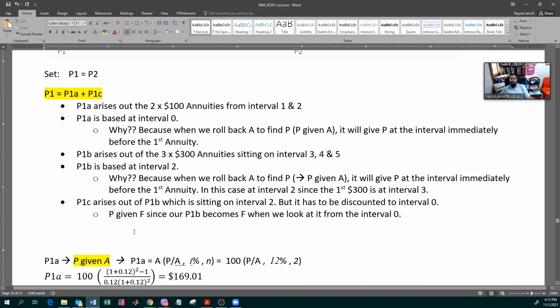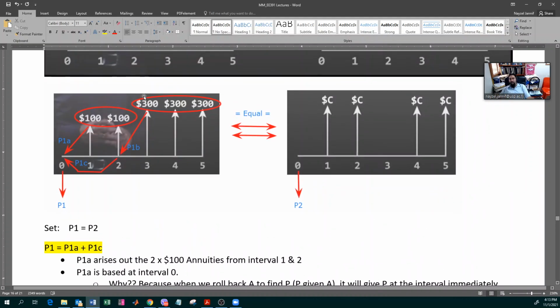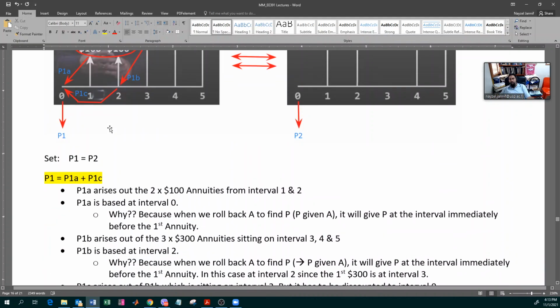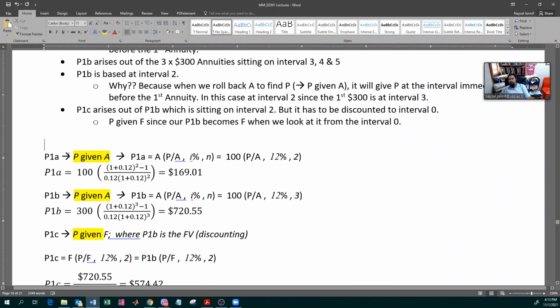You've got to understand, it's not just a mathematical problem. You've got to understand what we have here. So this is what we did. After that, it's just simple. Once you've understood this diagram and you've reasoned and you've said, okay, this is what I'm going to do, then we go ahead and we just do some discounting, right? So P given A, P given A, and over here we had a P given F, right?